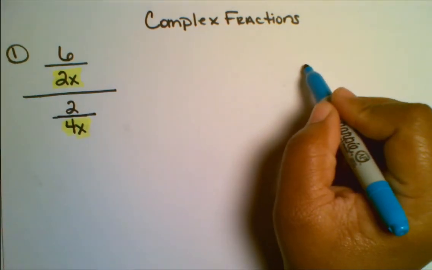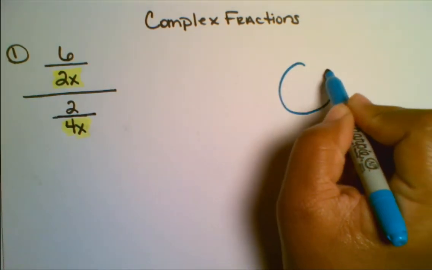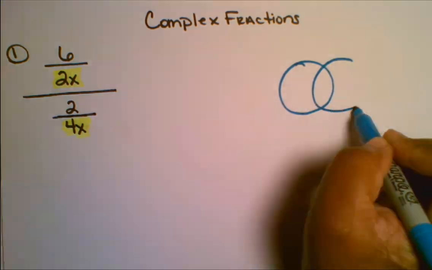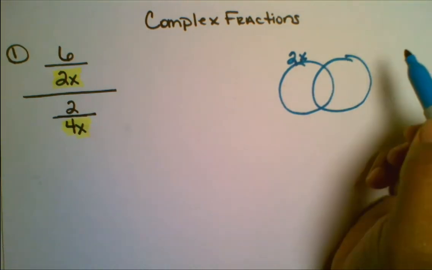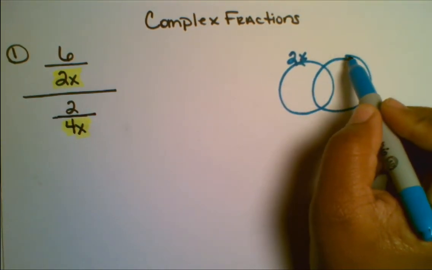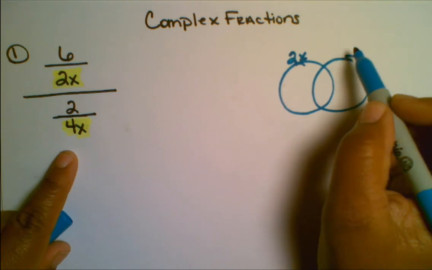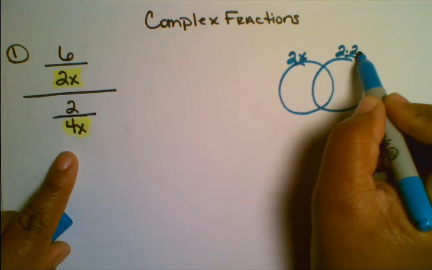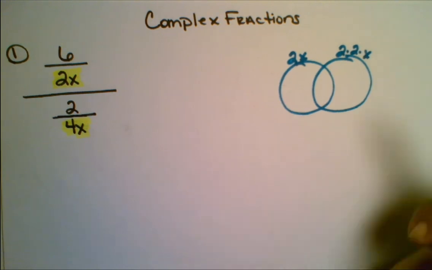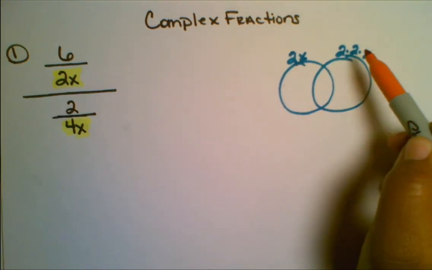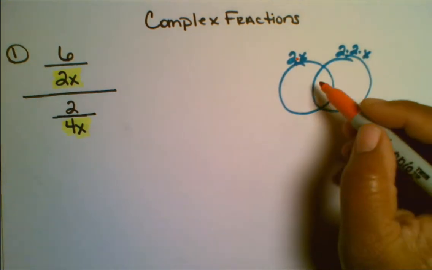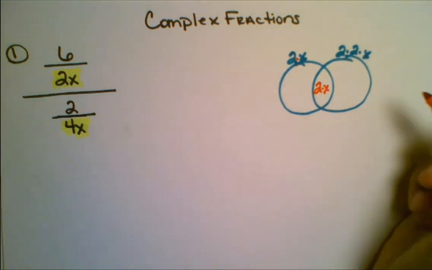So remember the Venn diagram that we've been using to find the LCD. We're going to let the first circle represent 2x. The second circle, we have 4x, but we're going to write the prime factors for 4x: 2 times 2 times x. Where the circles overlap, that's where we want to write what's the same. What factors do you see that are the same? We have a 2 and we have an x.